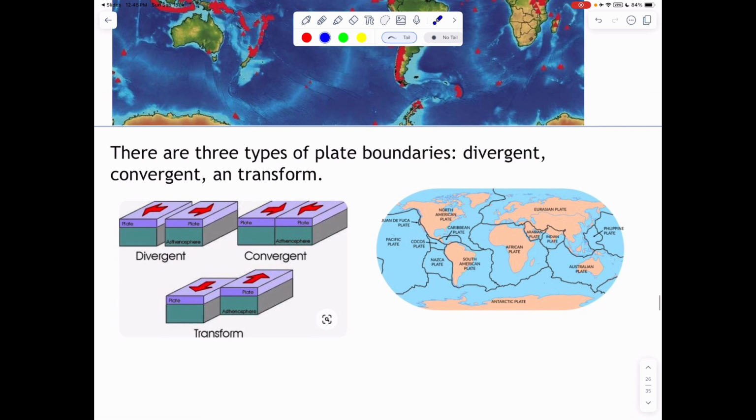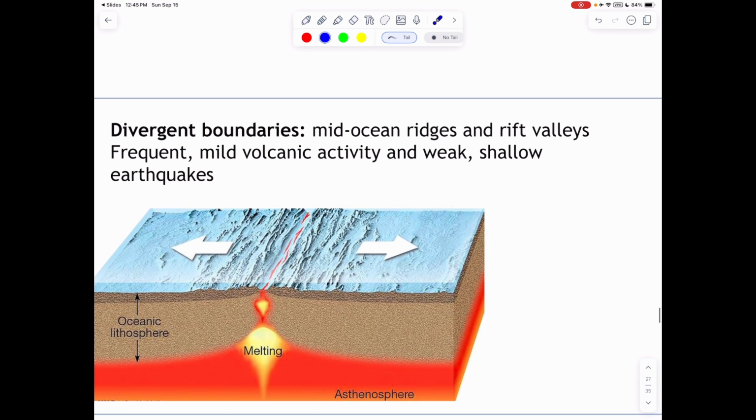All right, let's talk about these boundaries here. So we have divergent, convergent, and transform boundaries. Let's look at some. We've talked about divergent boundaries already. These are where we have plates moving away from each other. And we mentioned before, when this happens, we're going to get ridges, mid-ocean ridges. We're going to get rift valleys. We're going to get mild volcanoes, weak, shallow earthquakes.